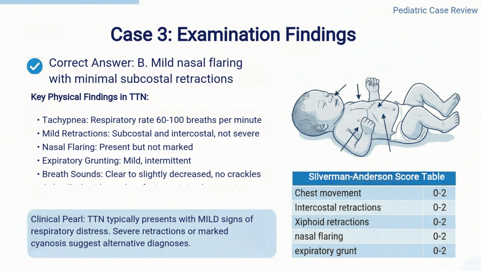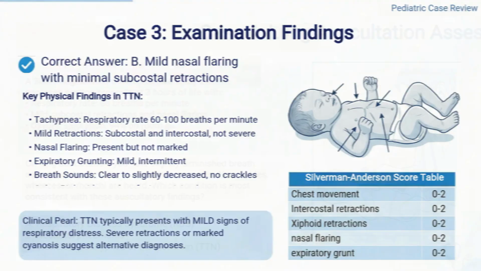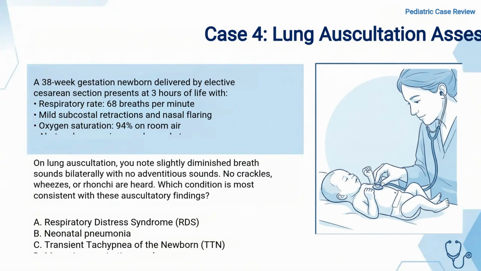Severe retractions or marked cyanosis should raise suspicion for alternative diagnoses. Case 4. A 38-week gestation newborn delivered by elective cesarean section presents at 3 hours of life. Vital signs show a respiratory rate of 68 breaths per minute, mild subcostal retractions and nasal flaring, oxygen saturation 94% on room air, alert and responsive with good muscle tone, and no cyanosis or grunting.